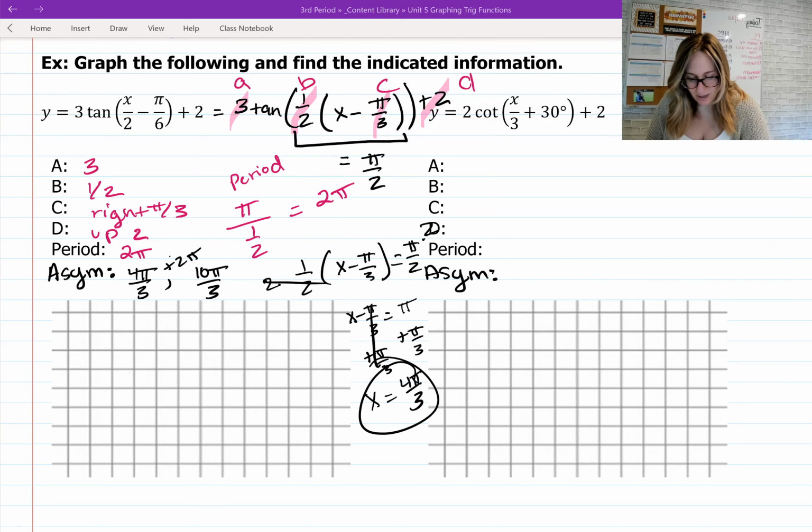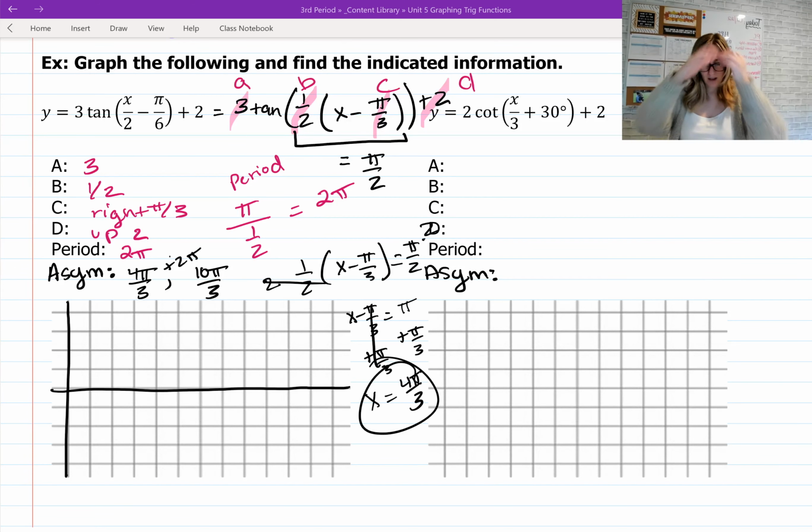All right, so here's my x-axis, or sorry, my y-axis. I told you guys, taking this much time off is really, really crazy, and then jumping back into this stuff.